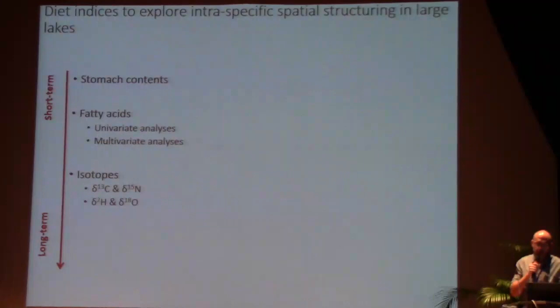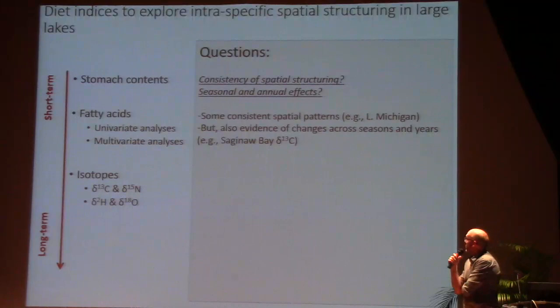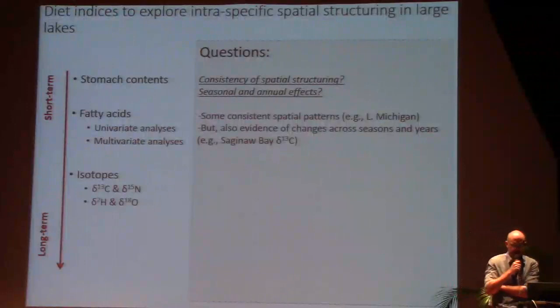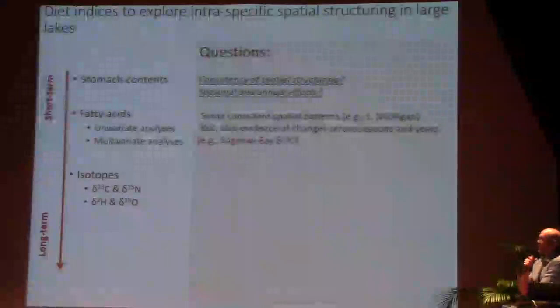So just to wrap up, I want to come back to the questions that I started off with and point out some things from the data that I just showed you. We're interested in the consistency of spatial structuring and whether or not there are seasonal and annual effects. Clearly there are some consistent spatial patterns. For instance, in Lake Michigan, we see a consistent pattern across a number of invertebrate species between the eastern part of the lake and the western part of the lake.